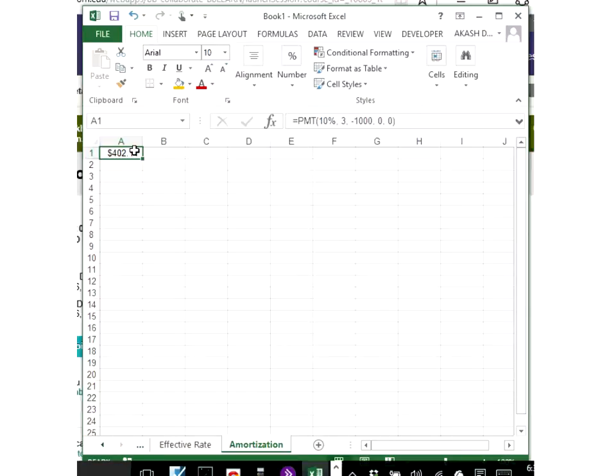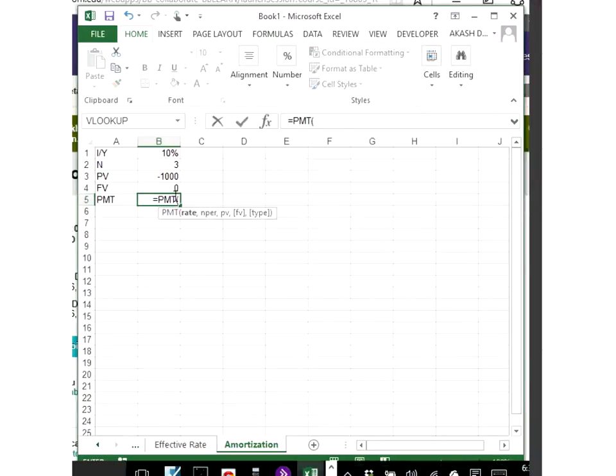So it's 10%, 3 payments, $1,000 to begin with. Future value should be 0, and type is 0. So we can do it again. IY 10%, number of time periods 3, present value is -1,000, future value is 0, and payment is 0.